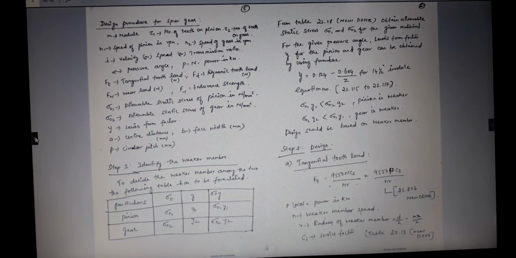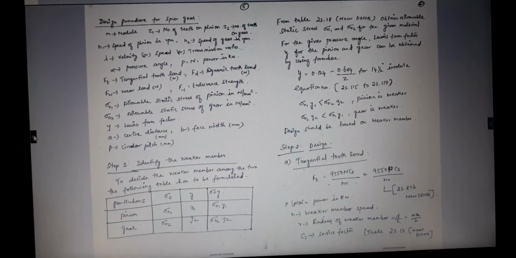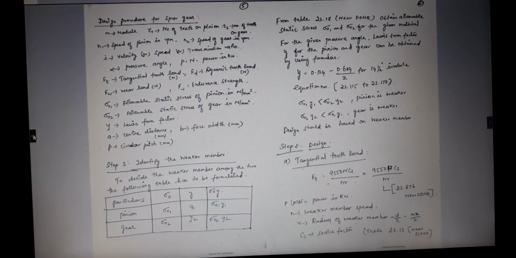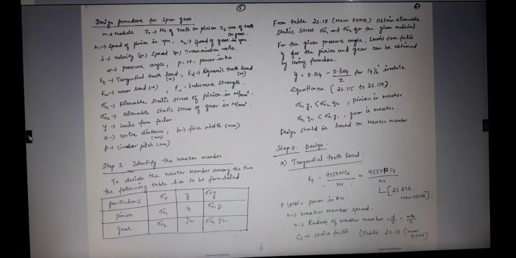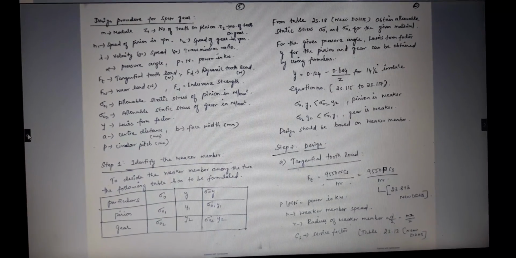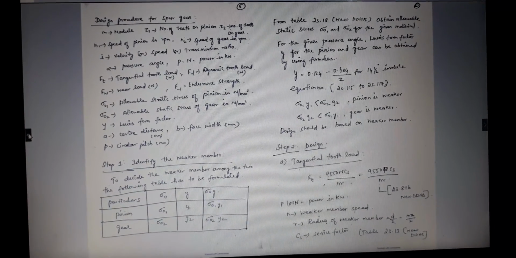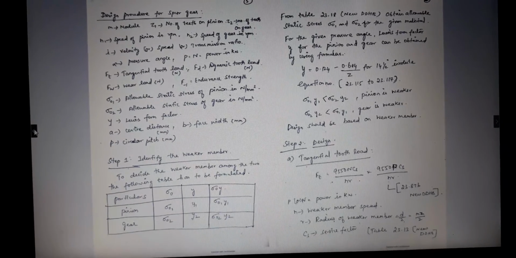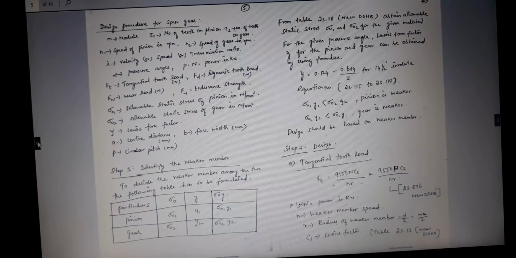First step, we have to calculate the transmitted, that is the tangential tooth load. We have to calculate the static load, dynamic load and wear load. First, we calculate the static load, that is the tangential tooth load. The formula is given in your data handbook, 23.87b. In the new data handbook, the equation number is given for the tangential tooth load, that is a force analysis.